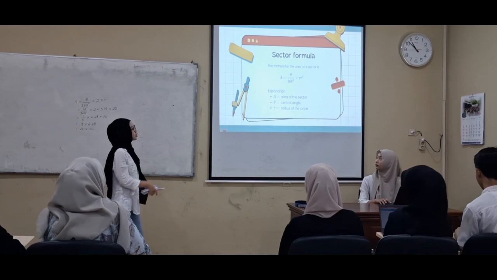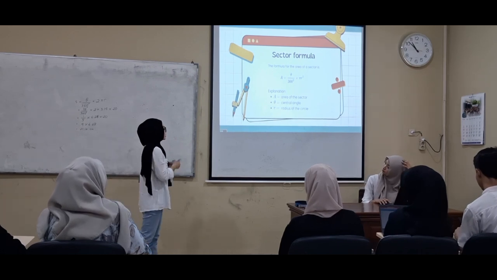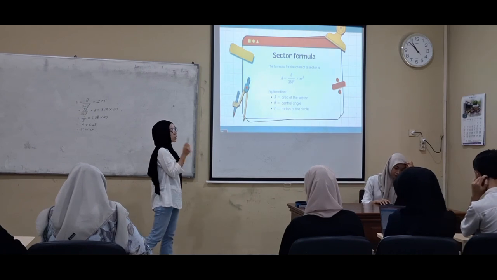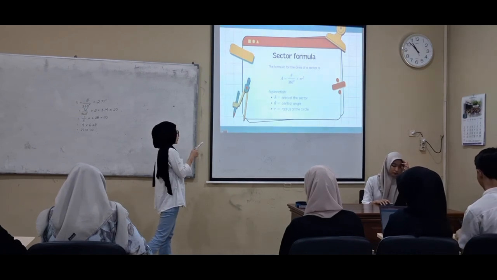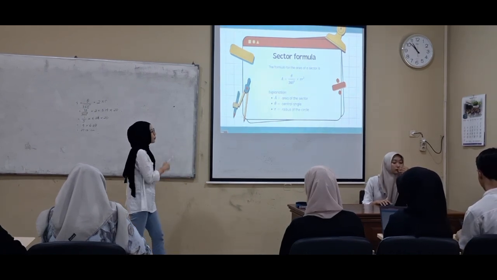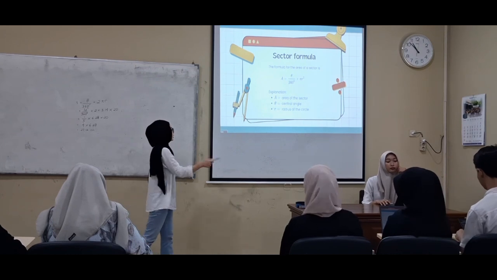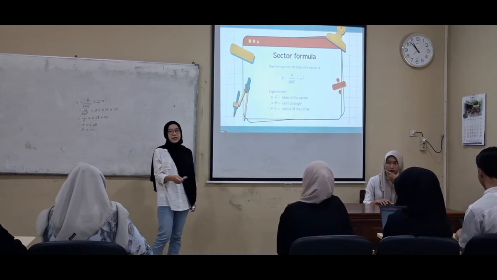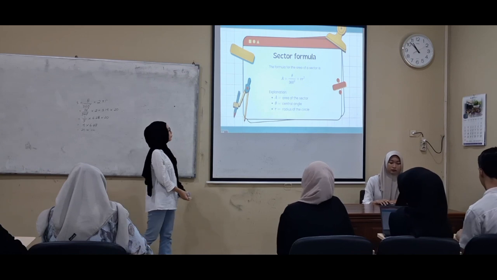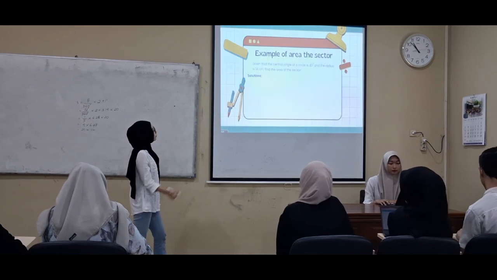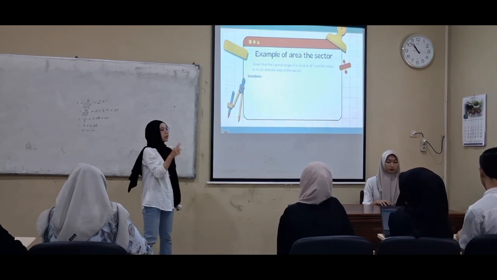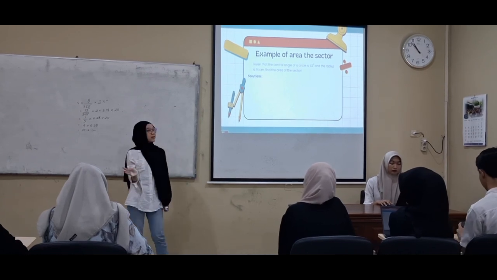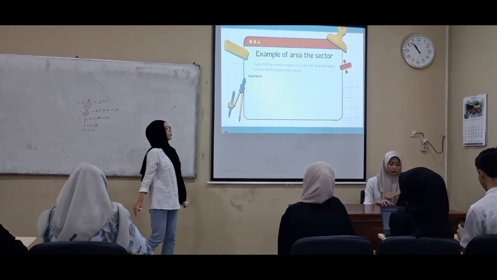Okay, the next is to calculate the area of the sector. A equals theta over 360 degrees times pi times r squared. Explanation: A is the area of the sector, theta is the central angle, and r is the radius of the circle. Next. Example, given that the central angle of a circle is 45 degrees and the radius is 14 centimeters. Find the area of the sector.